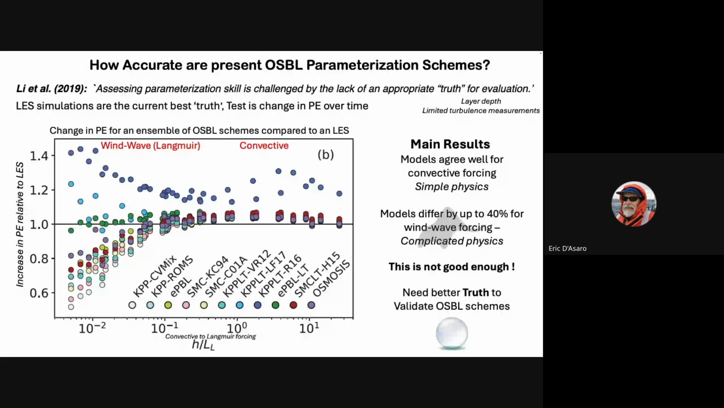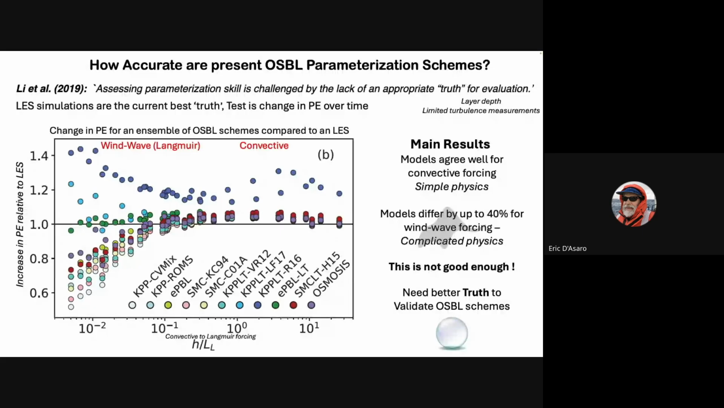And this is an evaluation of a whole pile of different models, with the metric being the change in potential energy of a layer that's deepening in time. So this is the metric. 1 is good. Numbers other than 1 aren't good. And this is relative to some LES simulation. And there are 2 physical regimes.